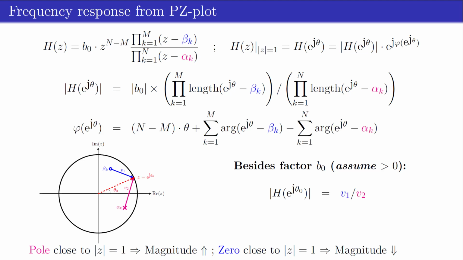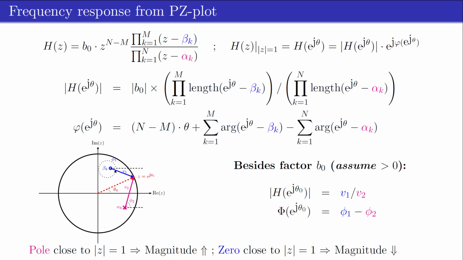The analysis of the phase is similar. Assuming that the constant β0 is a positive real number, the phase corresponding to the frequency response as a function of θ is given by the equation. Besides the factor (n minus m) times θ, the phase is equal to the sum of the phases associated with the terms e^{jθ} minus β_k, minus the sum of the phases of the terms e^{jθ} minus α_k.